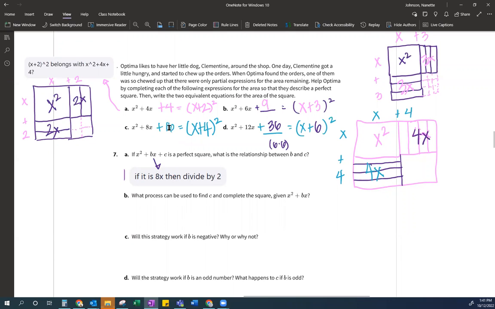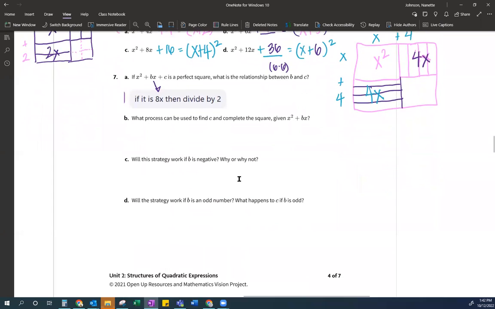What did you do to that 4 to get to the 16? Yeah, you squared it. Very good. You multiplied it by itself, however you talk about it. So here, that's what we want to say. The relationship between b and c is when you take half of b, divided by 2, and then you square it, that's how you get c. You guys now know how to do this and this.